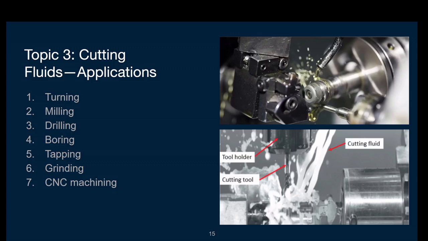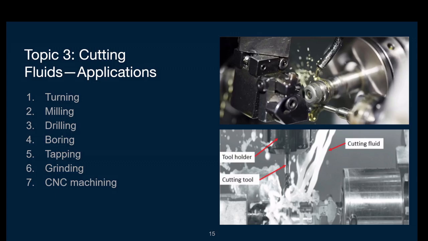Most machining processes benefit from cutting fluid though, so I wanted to list some of the most important applications. Cutting fluids can help make the turning, milling, drilling, boring, tapping, grinding, and CNC machining processes much more efficient, among many other processes. The top image shows cutting fluid being applied at a slow rate to the workpiece, and in contrast, in the bottom image, you can see a high-pressure jet of cutting fluid.